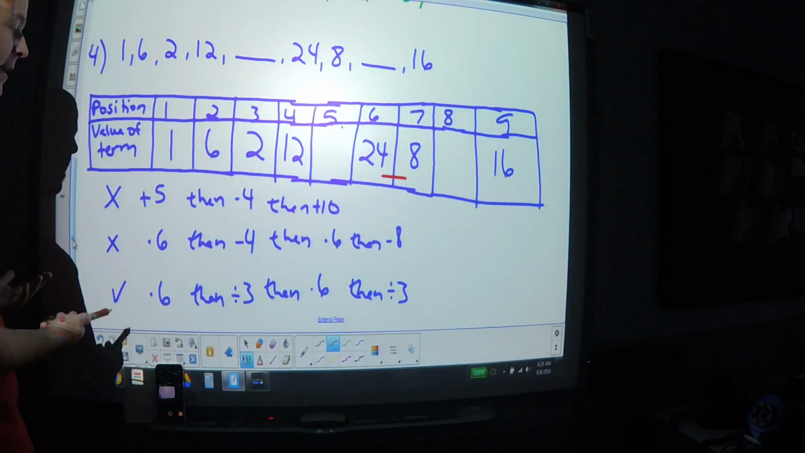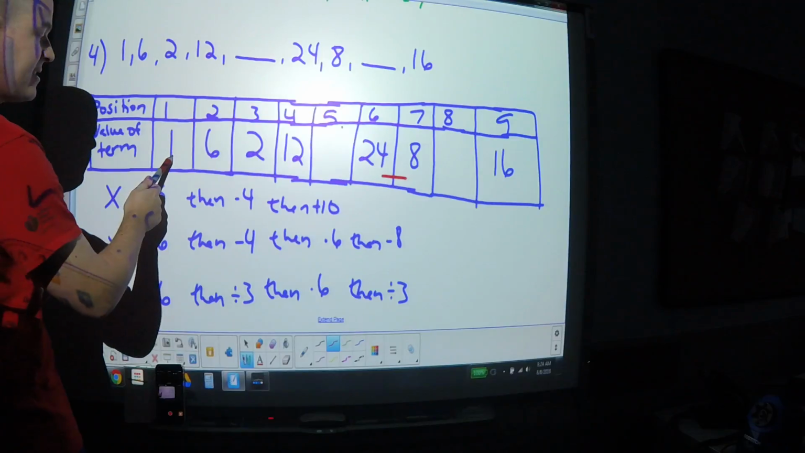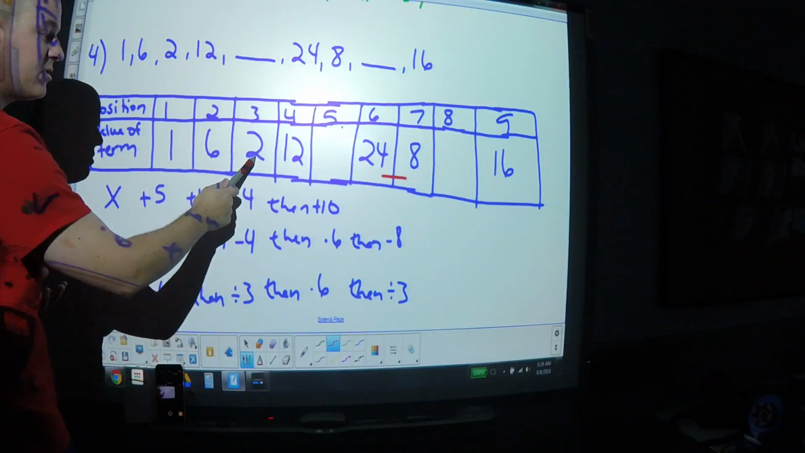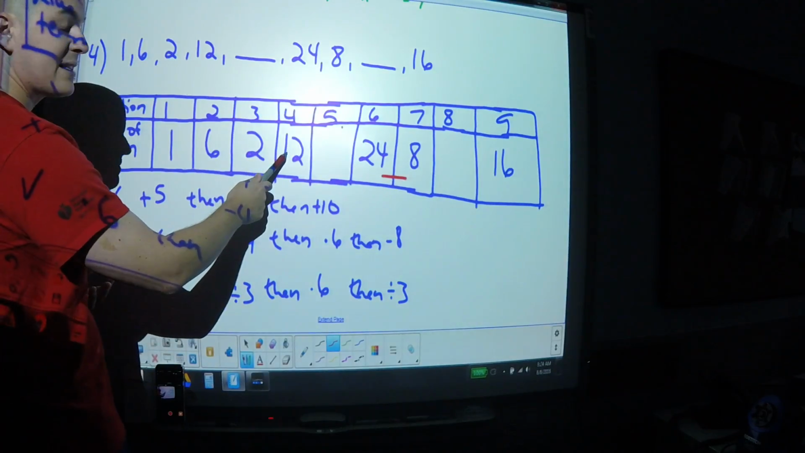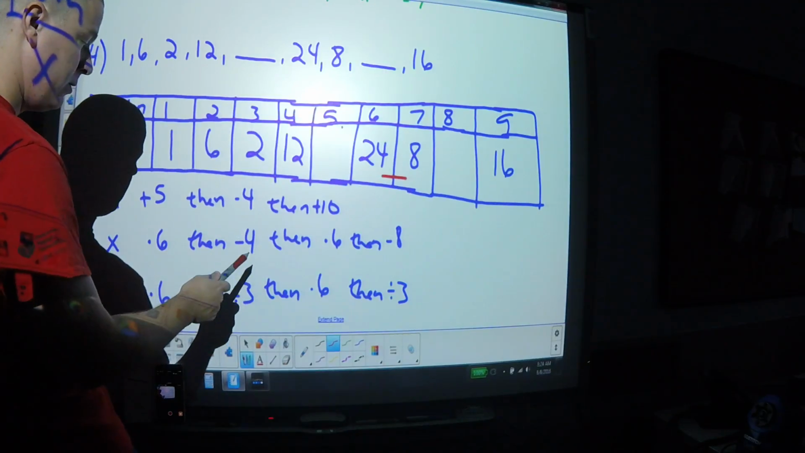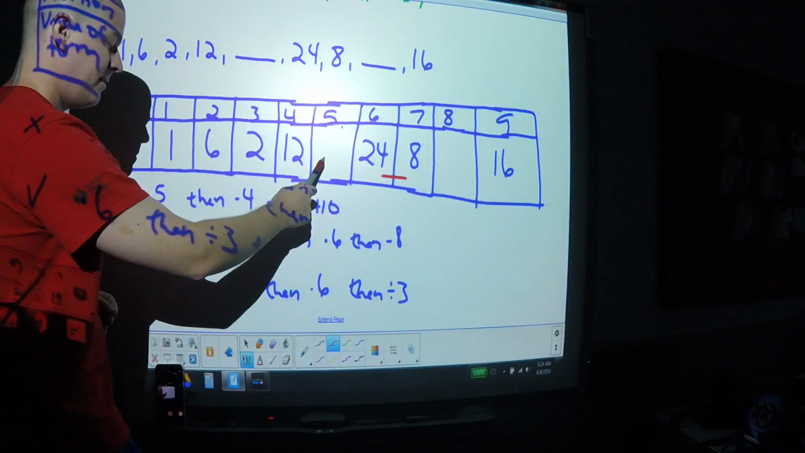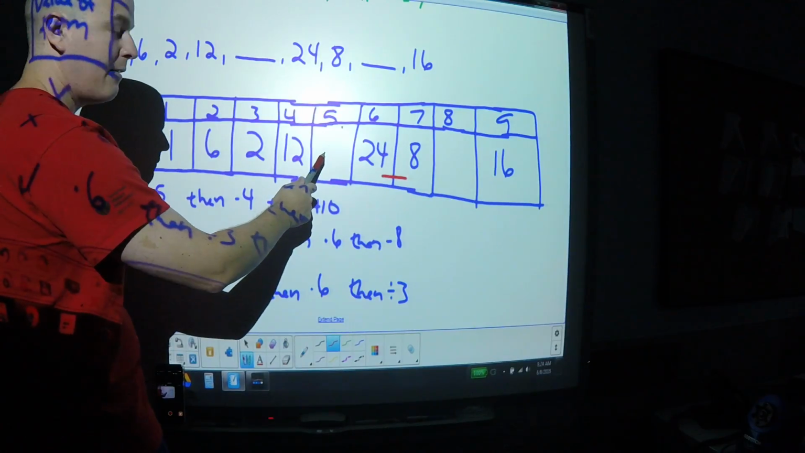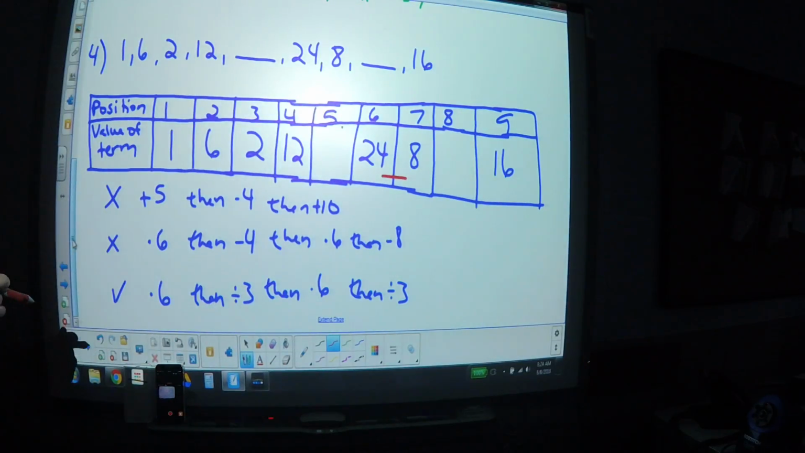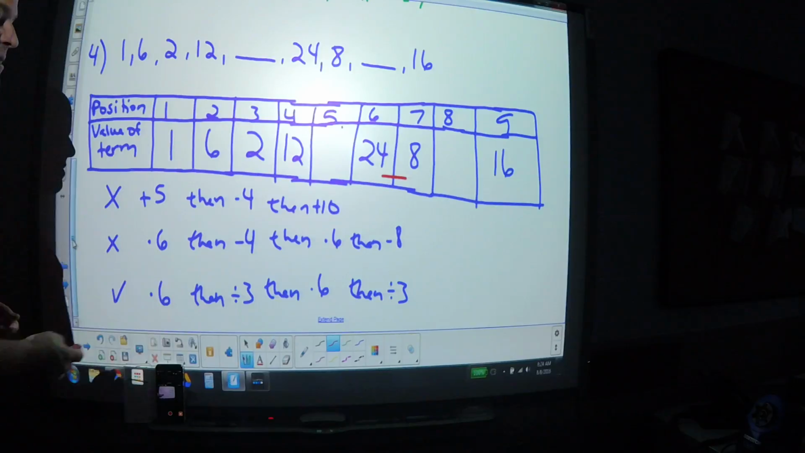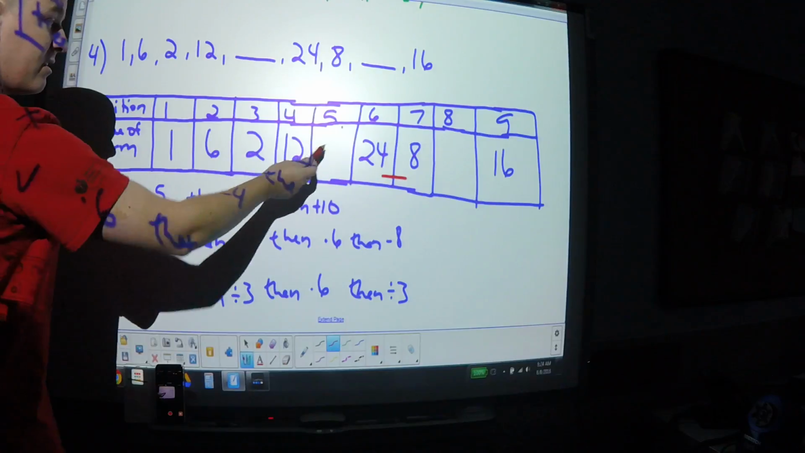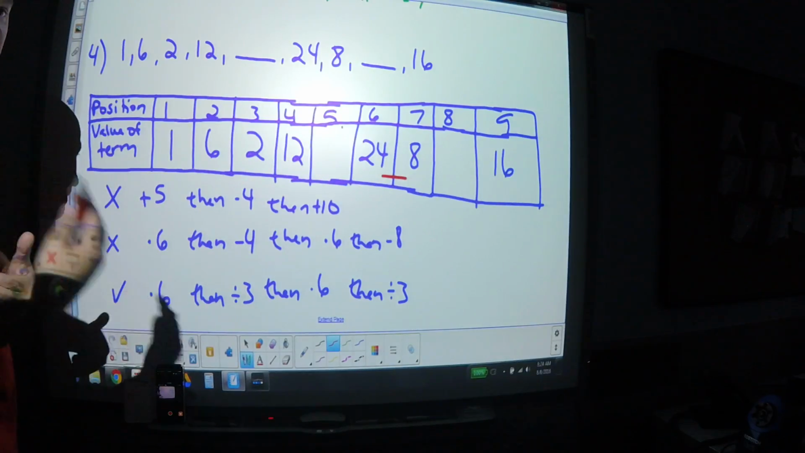So let's try multiplying and then subtracting. If I multiply by 6, I get 6. Then if I subtract 4, I do get 2. If I multiply by 6, I do get 12. Then if I subtract 4, I get 8. But then if I multiply 8 by 6, I do not get 24. So that one does not work. Multiplying by 6 and then subtracting 4, I was close. But once I got to the fifth term in the sequence, the pattern was not right.